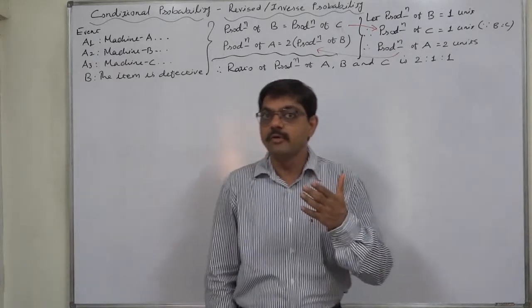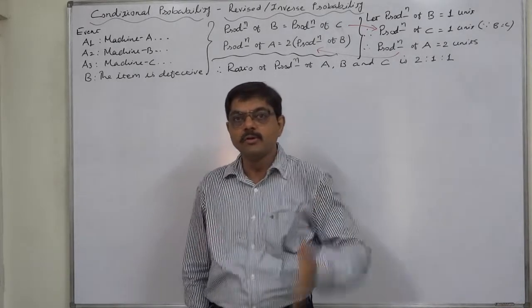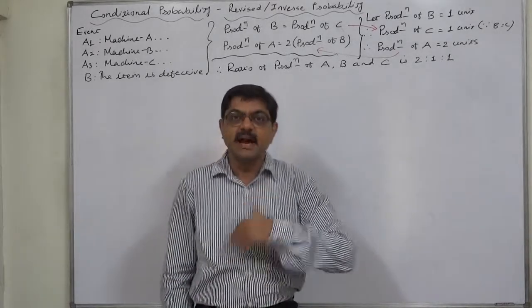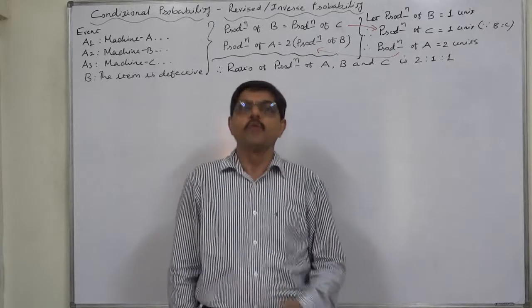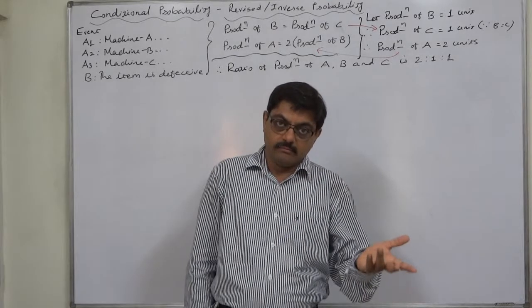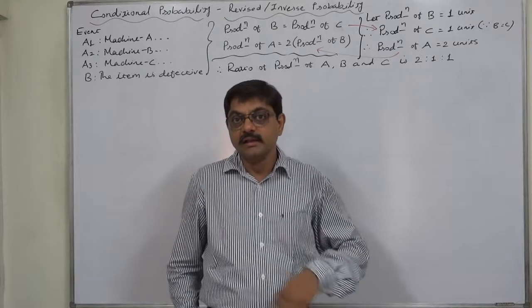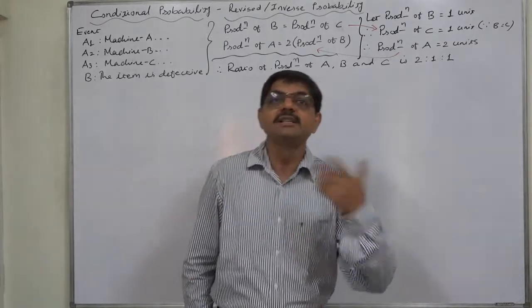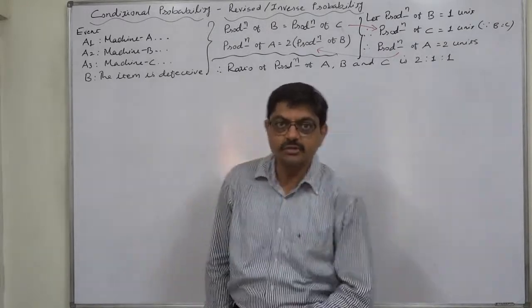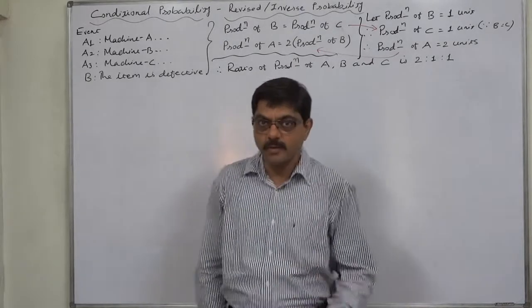That means we need to find the revised probability of the item produced by A or B or C if we come to know that the item is defective. That means after knowledge about the quality of the item, we want to know what is the probability that that item is manufactured by A or B or C. So we have to revise the probability of production by A or by B or by C. That's why this concept is known as revision of probability or to calculate revised probability.